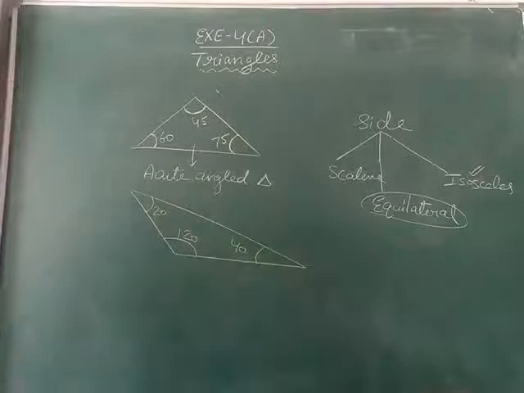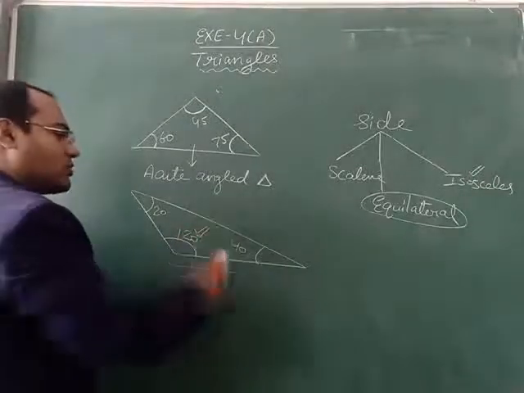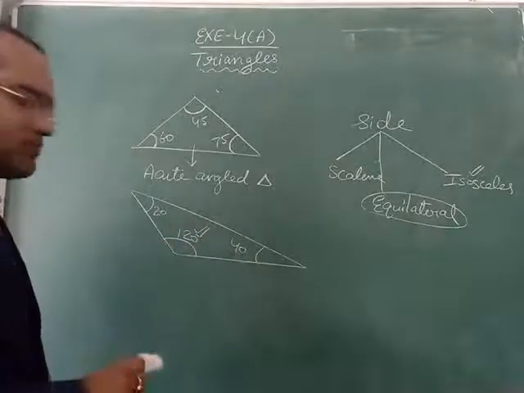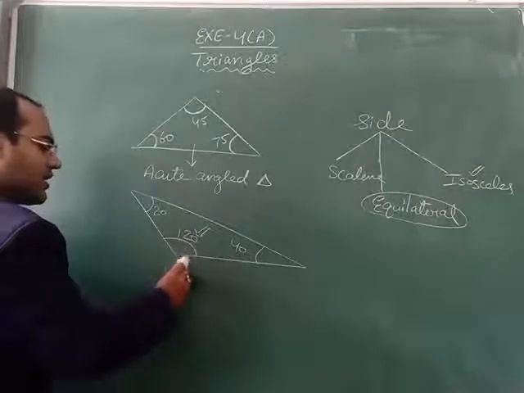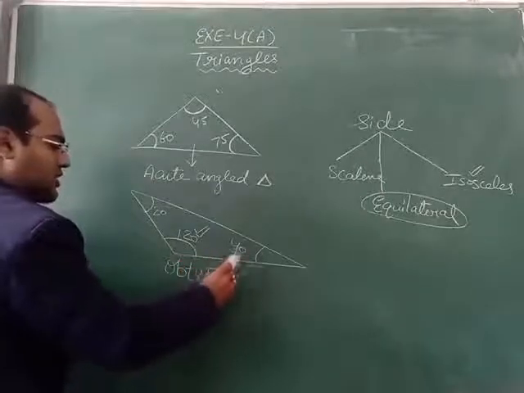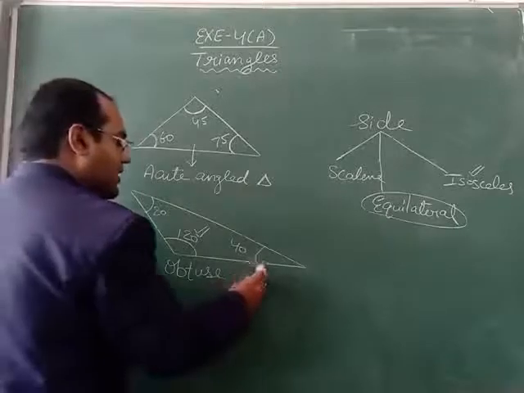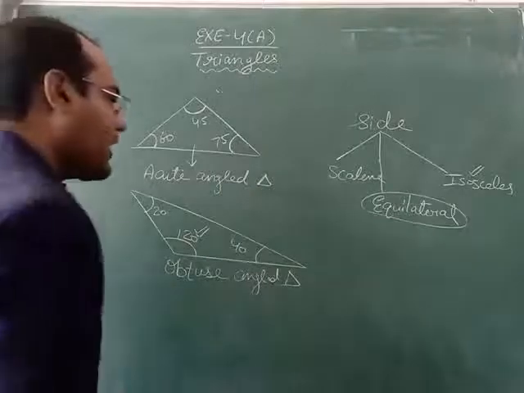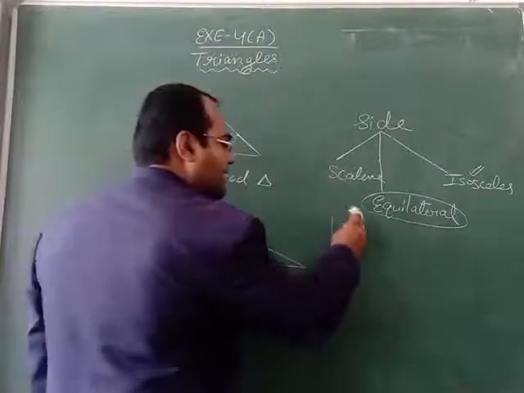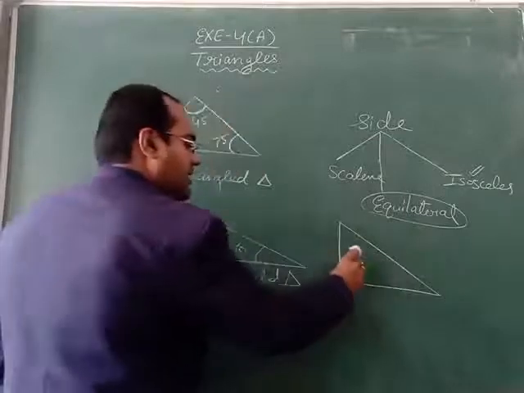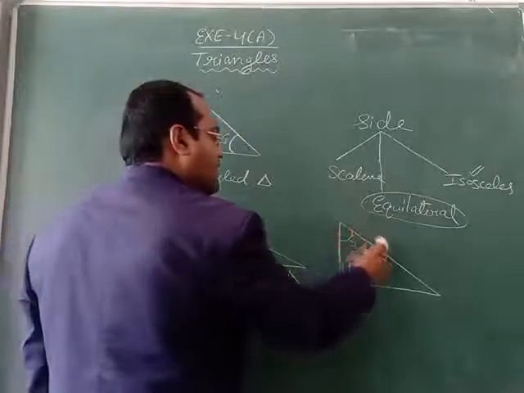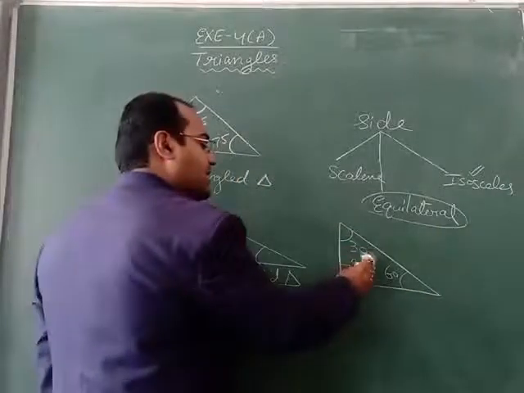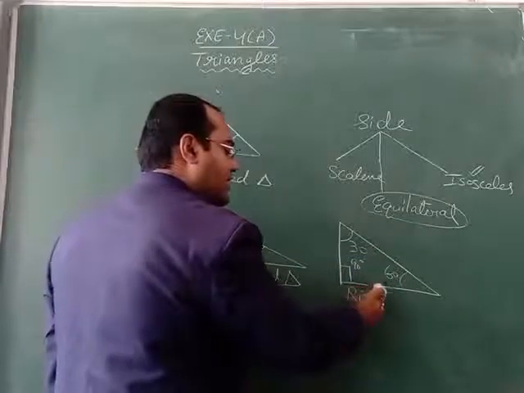In this triangle, you will observe one angle is more than 90. Other two are less than 90, but one angle is more than 90. So such a triangle in which one angle is more than 90 is known as an obtuse angle triangle. This is the second category on the basis of angle. And third one is right angle triangle. Right angle triangle is that triangle in which one angle will be 90 and other two are less than 90. So such a triangle in which one angle is 90 degree is known as a right angle triangle.